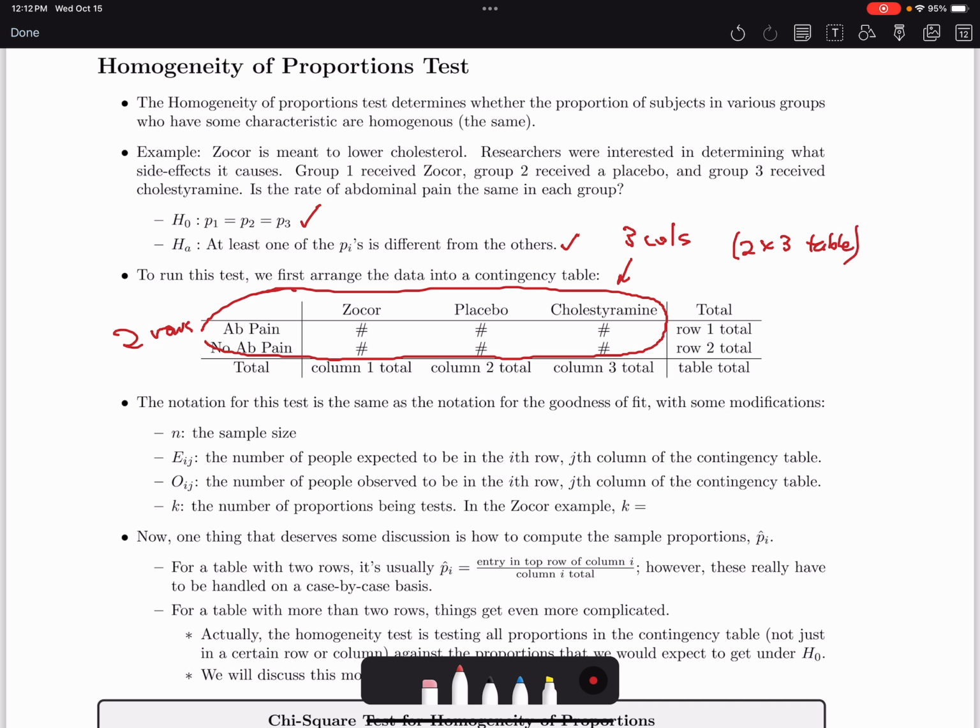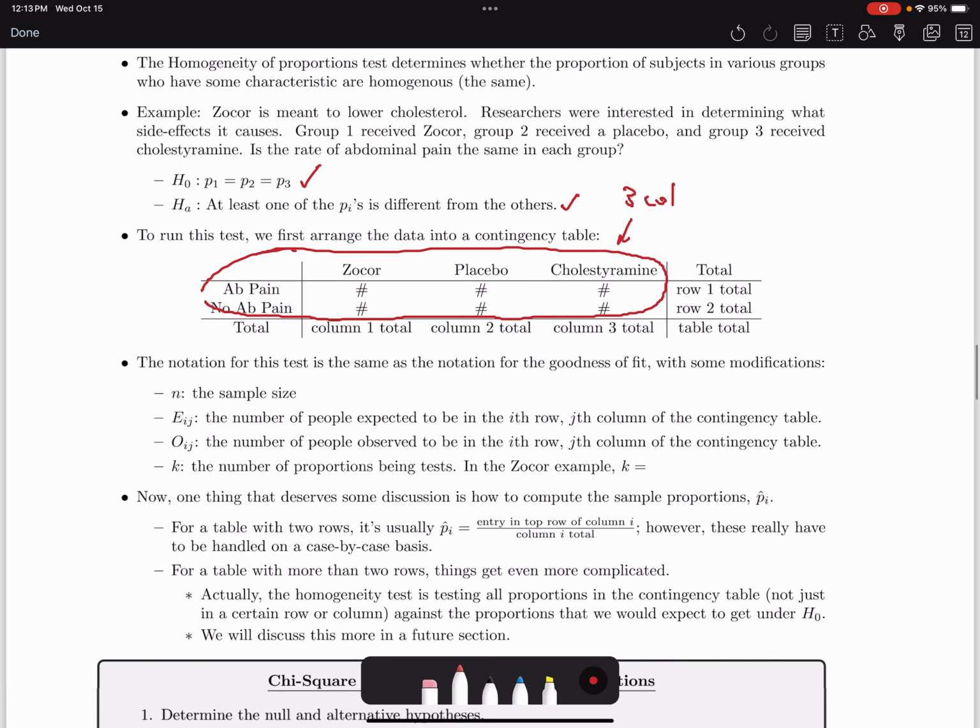Okay, so I'm just pointing that out to you because it might help with some analysis a little bit later on. Okay, the notation for this test is the same as the notation for the goodness of fit, with a couple of slight modifications.